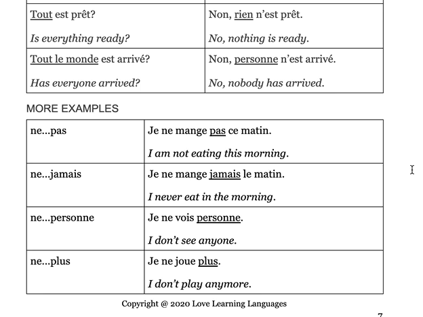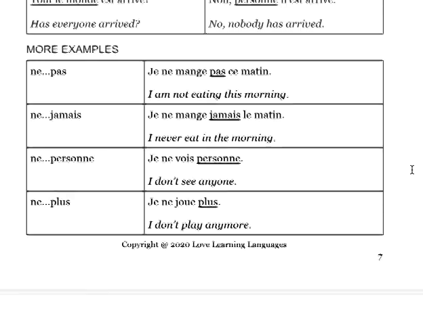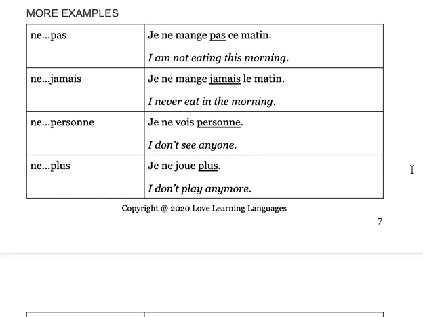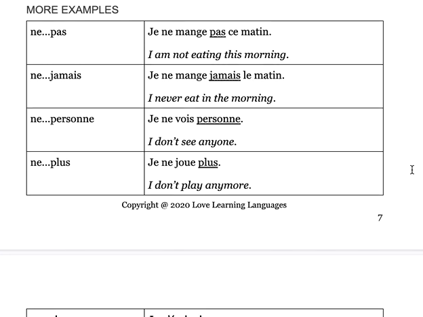And just before we finish, I want to show you more examples because I think examples are just always so helpful. Ne pas. This is our basic form of negation. Je ne mange pas ce matin. I'm not eating this morning. Je ne mange jamais le matin. I never eat in the morning.